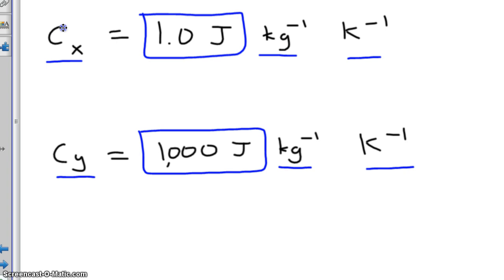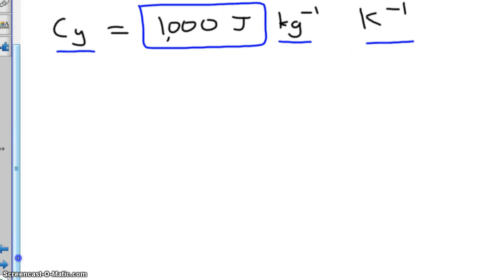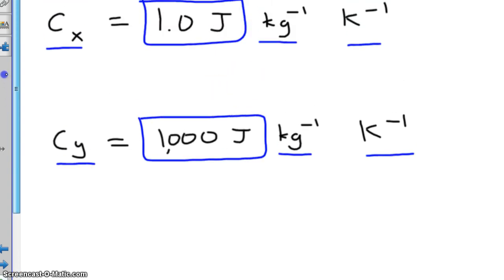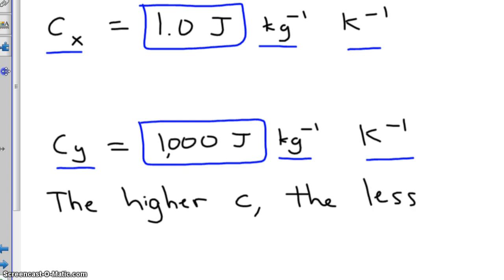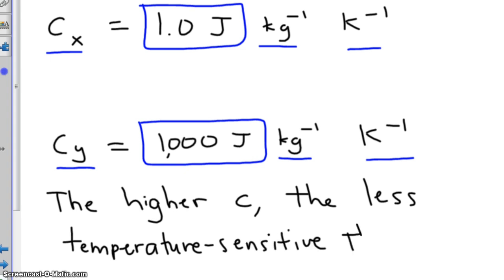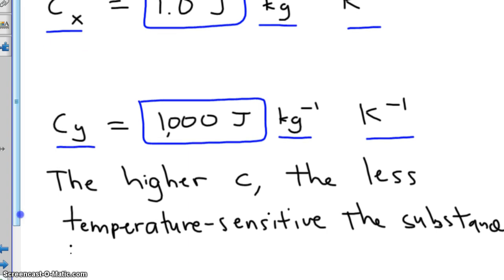So let's write something down to capture that. Let's see. The higher the value of specific heat, the less temperature sensitive the substance is to added heat. Oh, added thermal energy.